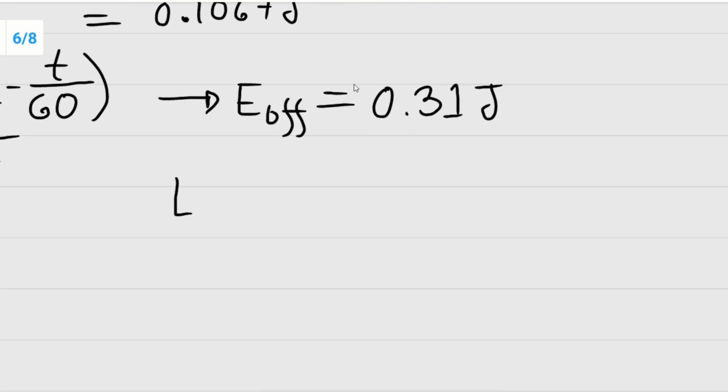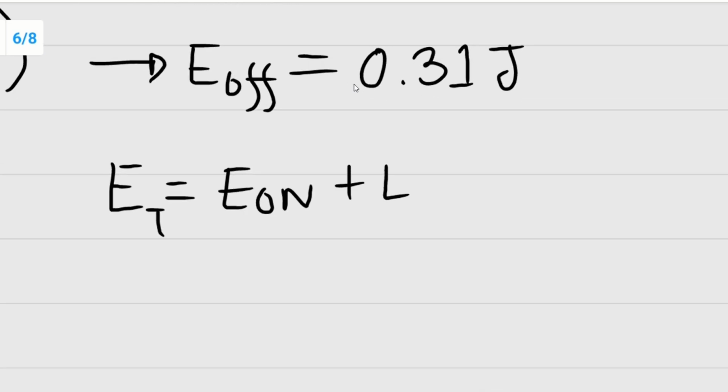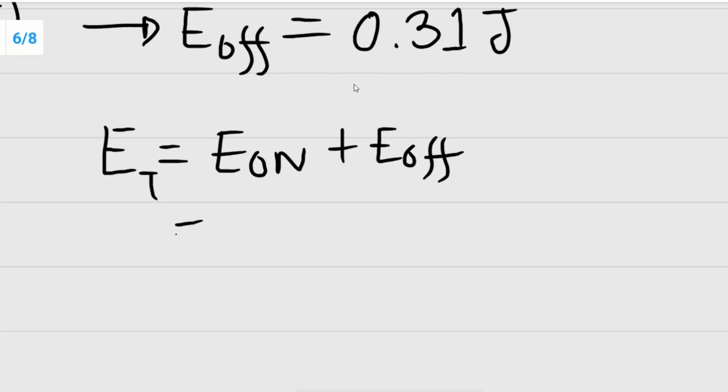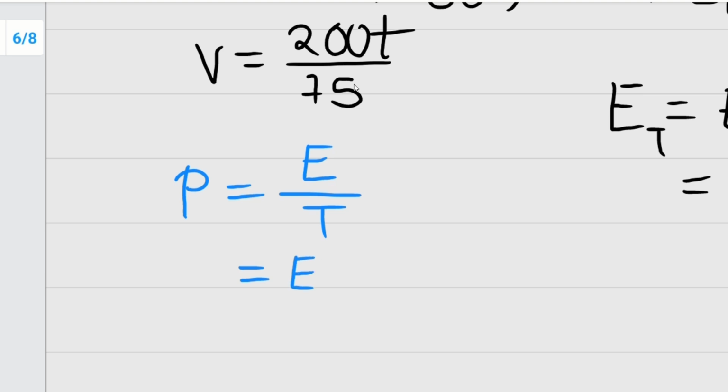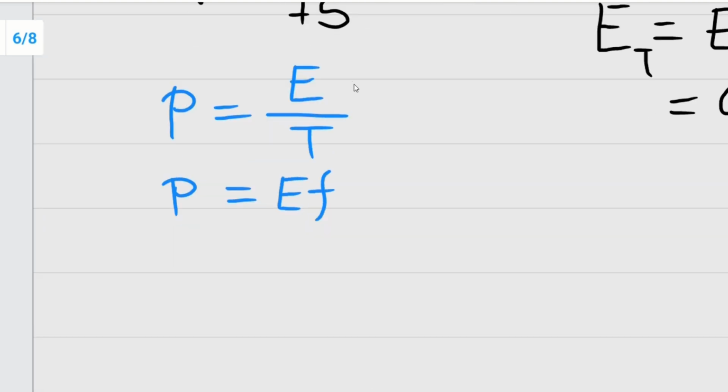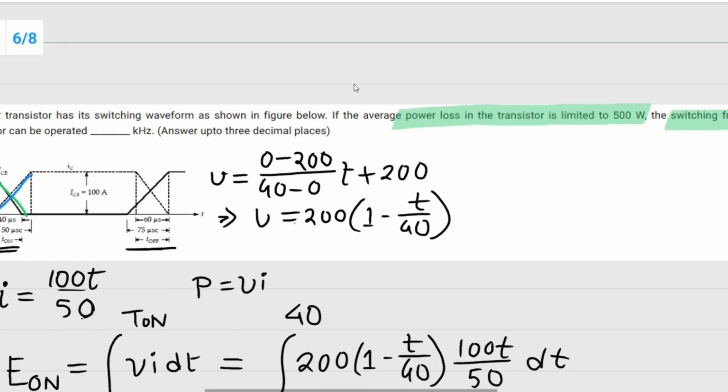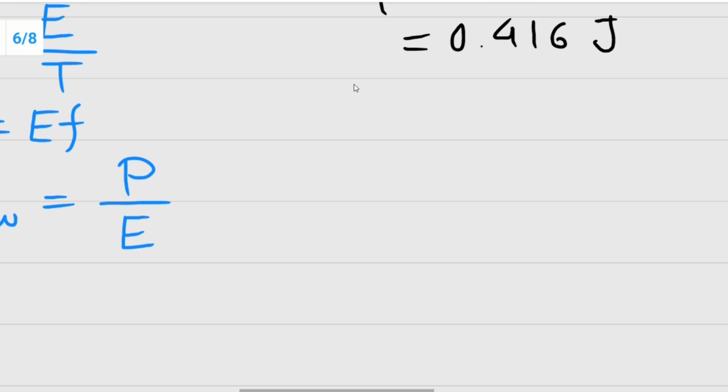So the total energy will be E on plus E off, 0.416 joule. Now the power is simply the rate of energy, and 1 by T we can write as frequency, and this is the switching frequency. We can get the switching frequency by simply P by E. So P is given as 500 by 0.46.